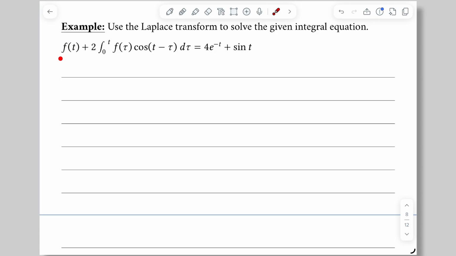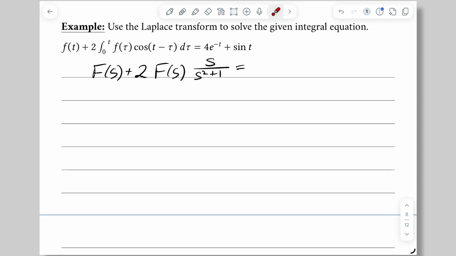We have an unknown function f of t, and it's showing up in two places there. We need to figure out what the unknown function is. Let's hit both sides with the Laplace transform. The Laplace transform of lowercase f of t is uppercase F of s. This integral that I just read is the convolution of f with the cosine of t. And so we have the product of their transforms, F of s times s over s squared plus 1.